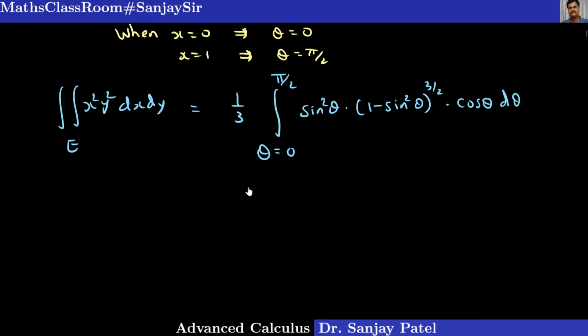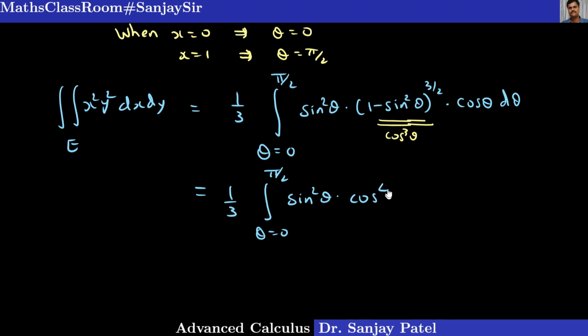And let's simplify this. So this is equal to 1 by 3 integral theta equal to 0 to pi by 2. This is sine square theta, and 1 minus sine square theta is cos square theta, raised to 3 by 2, so the 2 will be cancelled and we get cos cube theta. And cos cube theta into cos theta is cos raised to 4 theta. So what I will get here is sine square theta into cos raised to 4 theta d theta. And you know very well how to find the value of this integral.